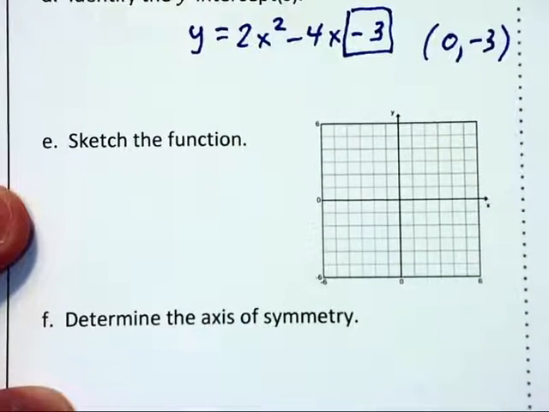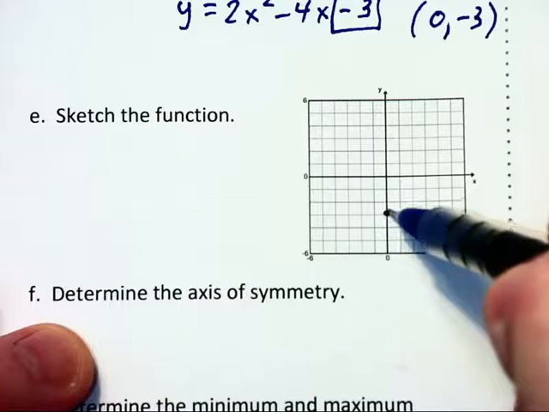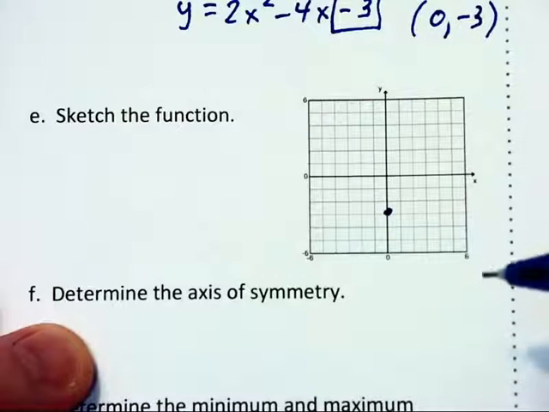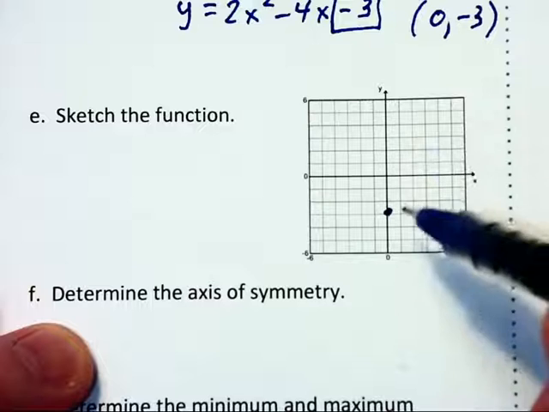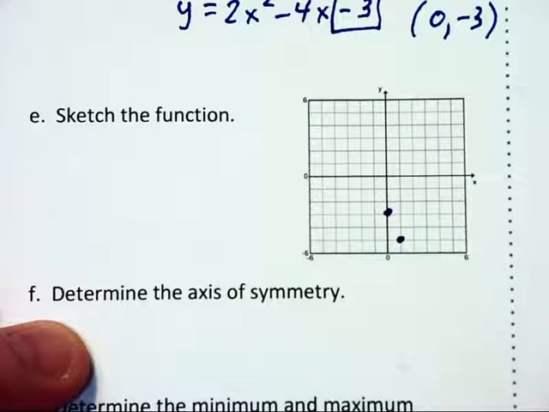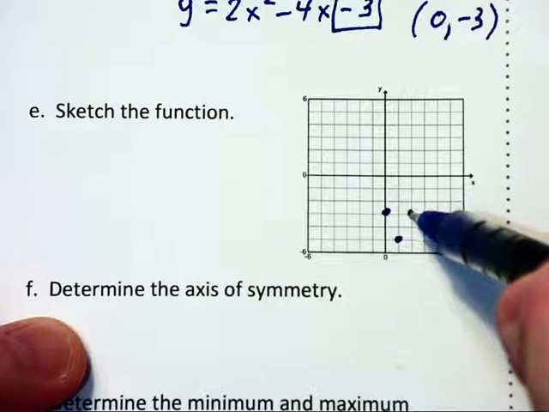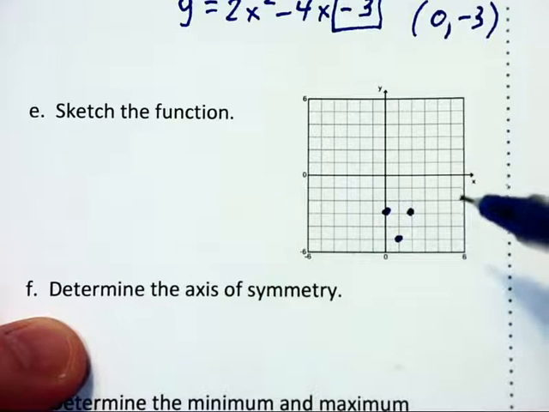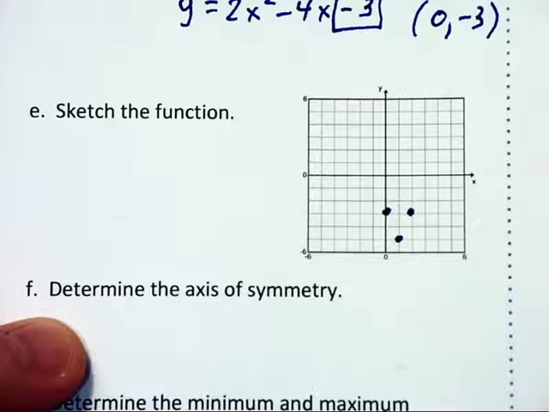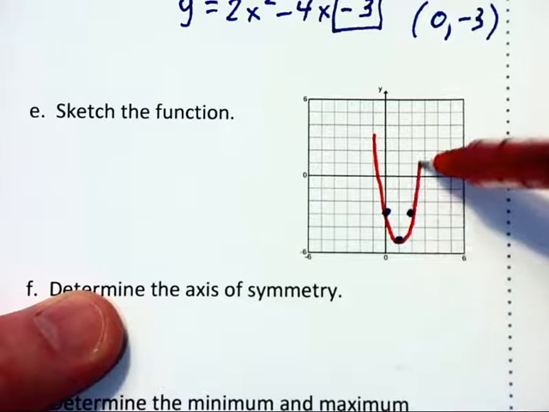So now let's sketch this function. Let's plot that y-intercept of 0, negative 3 that we just found. Let's plot the vertex at 1, negative 5, which we found earlier. We know by symmetry we're going to have another value right there at 2, negative 3, and we can go in and we can draw this graph right now.